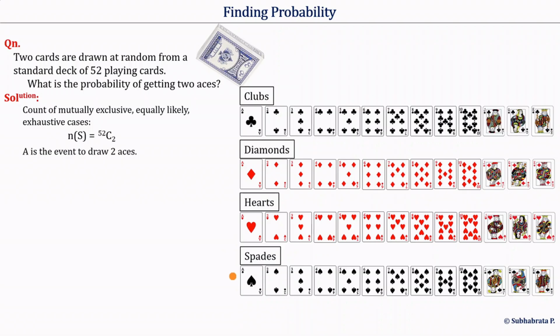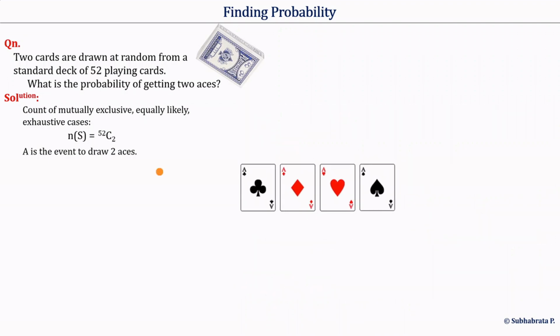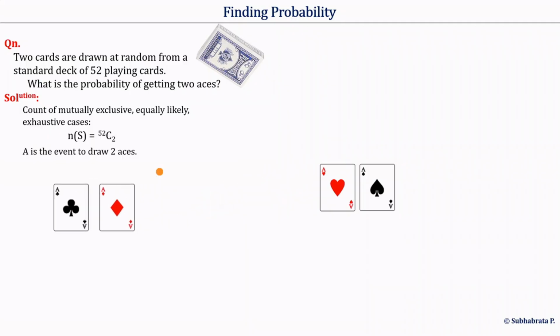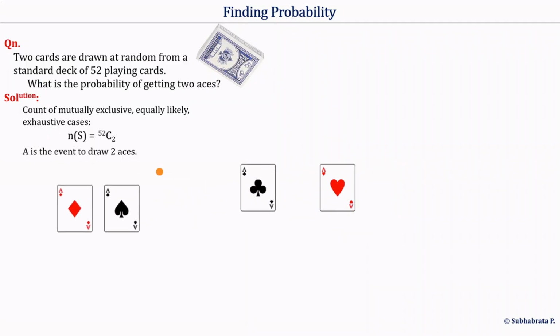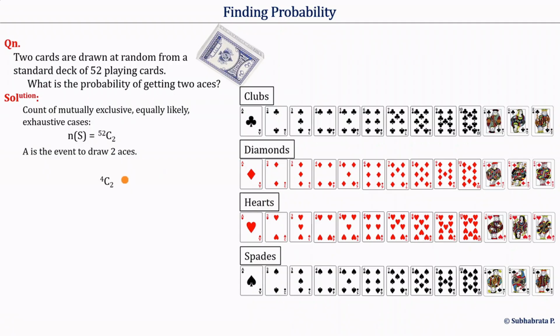In how many ways can we select a group of 2 aces from these 4 aces? As an example, we can select 2 aces this way, or in this way. We can select 2 out of these 4 aces in 4C2 ways. This is the count of favorable cases belonging to the event A. So the probability of getting 2 aces when we draw 2 cards from a deck of 52 cards will be the ratio of these respective counts, which will be equal to 1 by 221 if we calculate. This is the answer to this question.